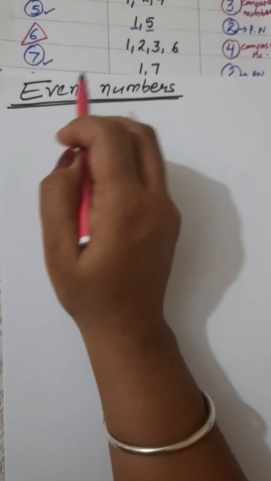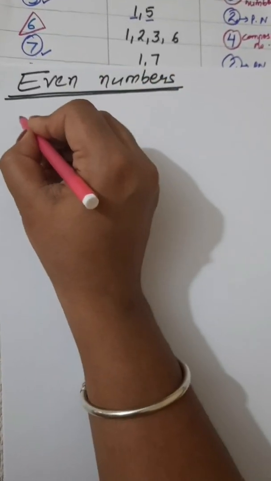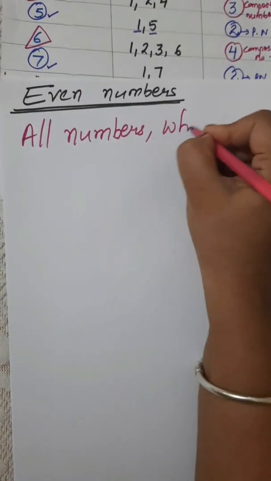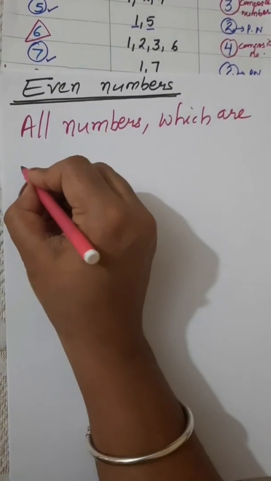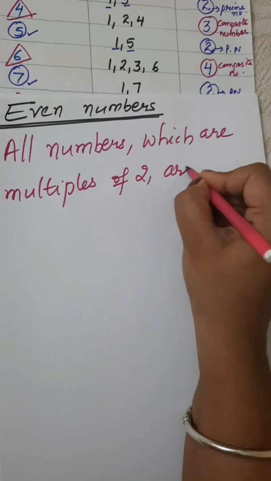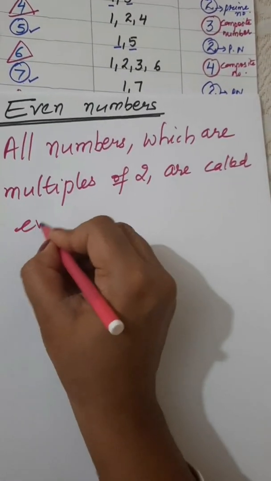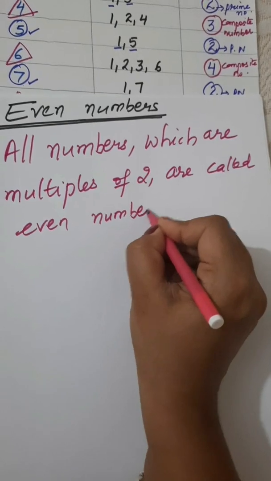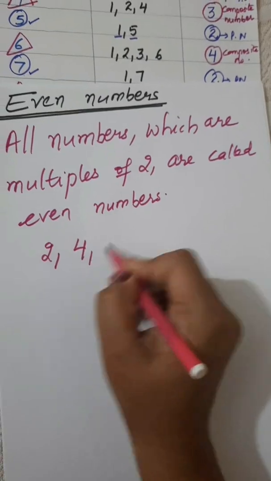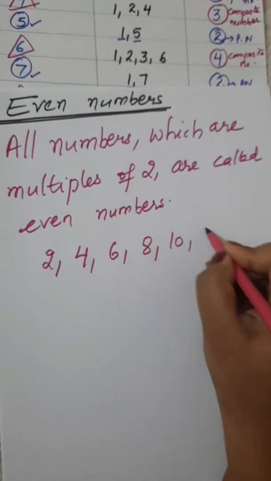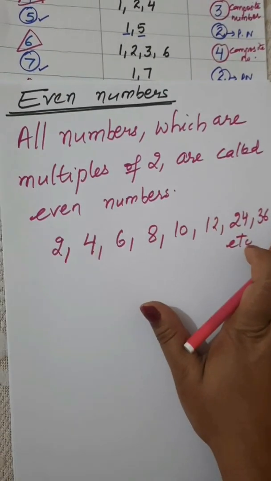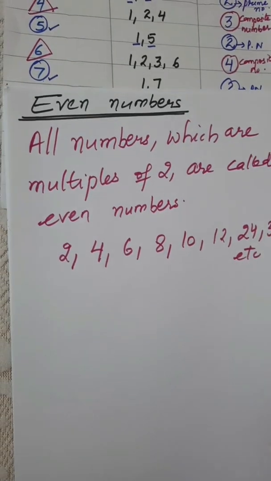Next we have even numbers. Next definition is of even numbers. So what are the even numbers? All numbers which are multiples of 2 are called even numbers. So the numbers which are the multiples of 2 are called even numbers. For example, 2, 4, 6, 8, 10, 12, 24, 36. So these all are the multiples of 2. So these are the even numbers.